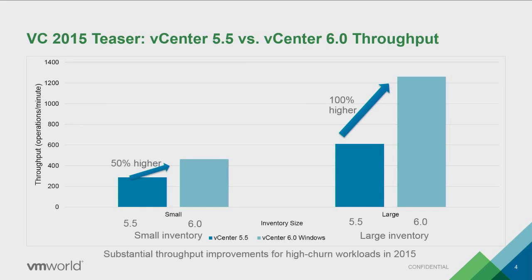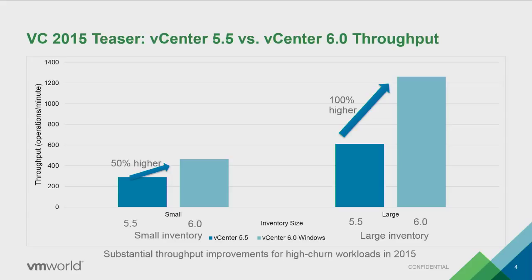Now, I wanted to start this talk off with a teaser. For those of you that are on 5.5 and are looking for reasons to upgrade to 6.0, from a performance perspective, here's one set of reasons. On this chart, I show throughput in terms of number of operations per minute, and I show it for 5.5, which is in dark blue, and then I show 6.0, which is in light blue.